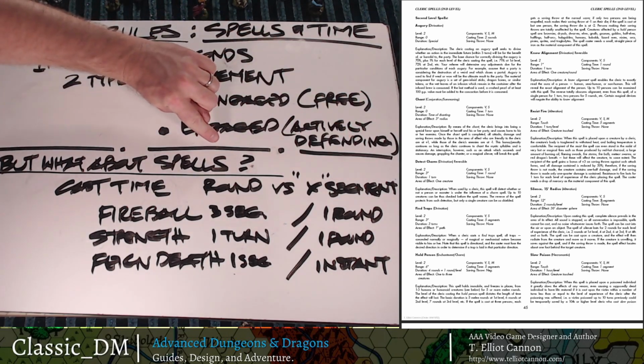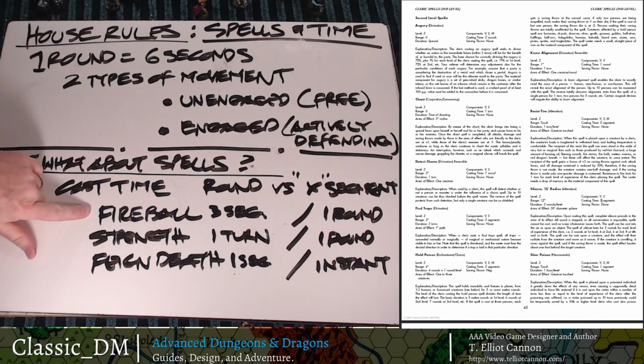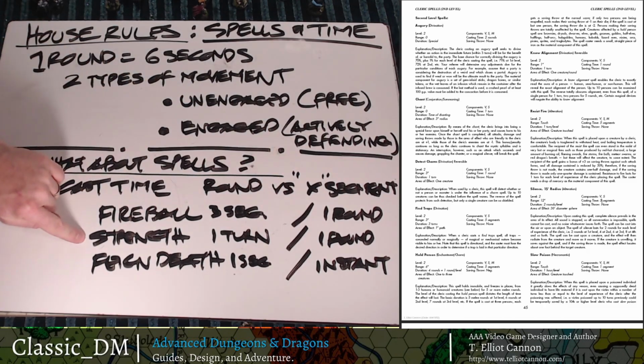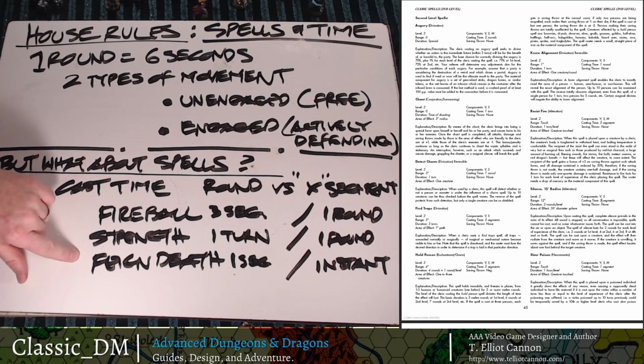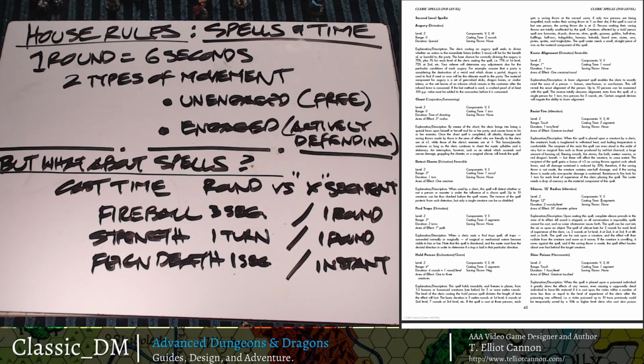But what about spells? The cast time is a round versus the segment. So if the fireball spell has a 3 segment casting time, you can still deliver it in 1 round. Strength spell takes 1 turn, and we don't care, you can still do it in 1 round. If you have something like Feign Death, it takes 1 segment. That's an instantaneous spell. You could do it right in the face of someone before they can even take a swing to interrupt you.